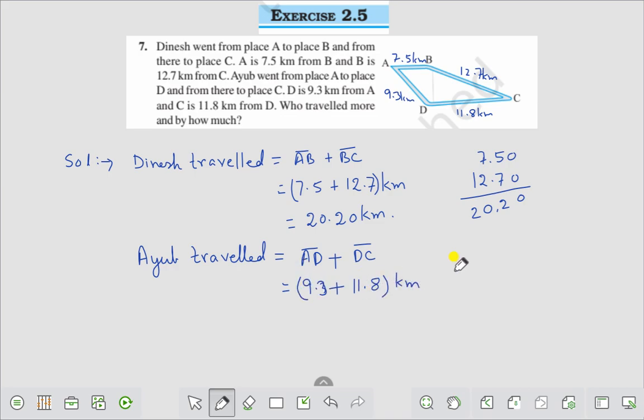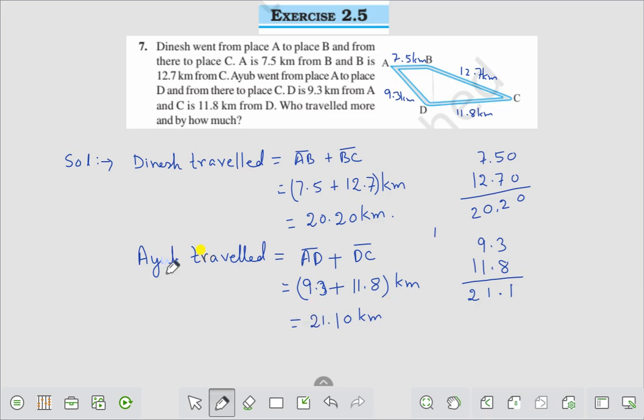Therefore, if you add the numbers, that is 9.3 and 11.8. We add the numbers: 8 and 3, 11, carry 1, then 9 plus 1 is 10, plus 1 is 11, carry 1, 1 plus 1 is 2. The value is 21.10 kilometers.